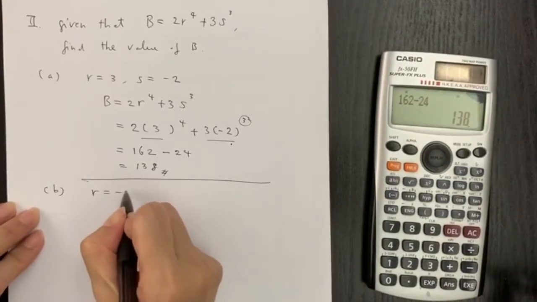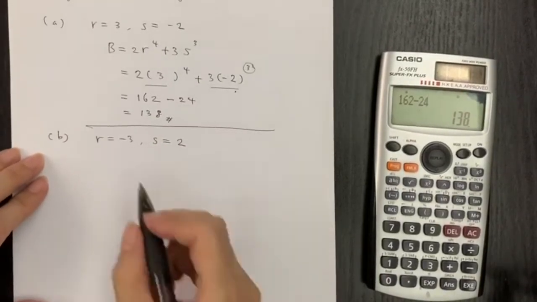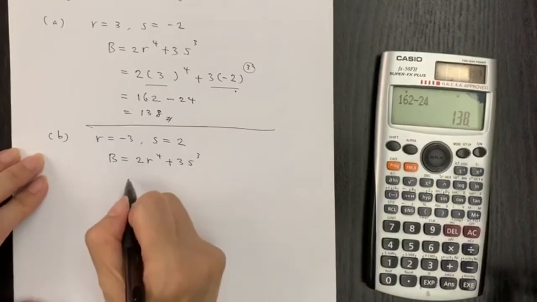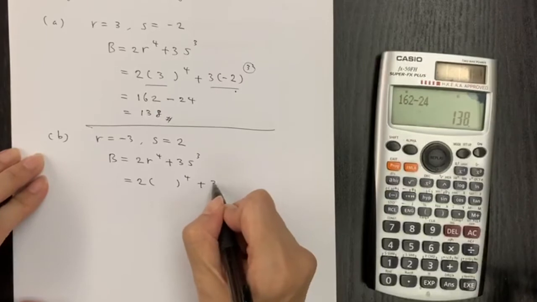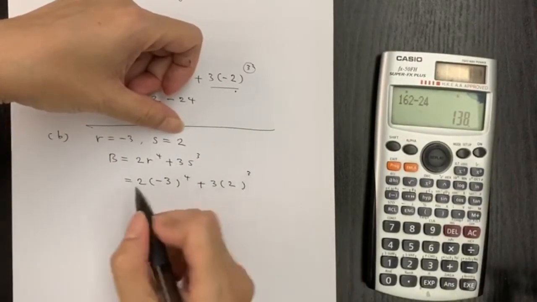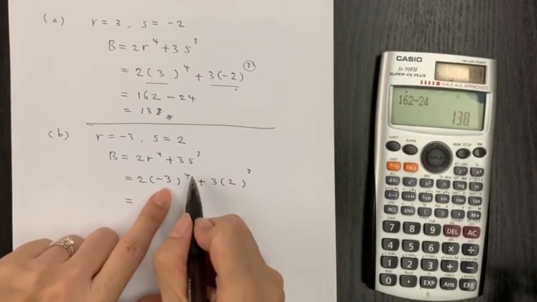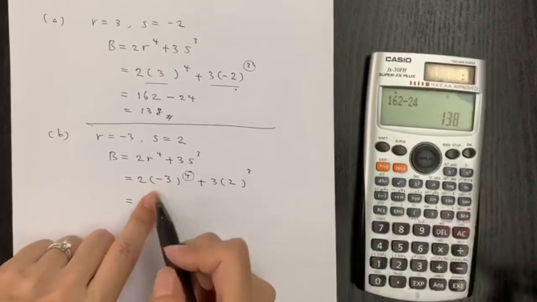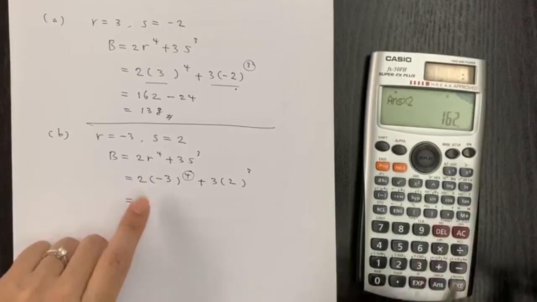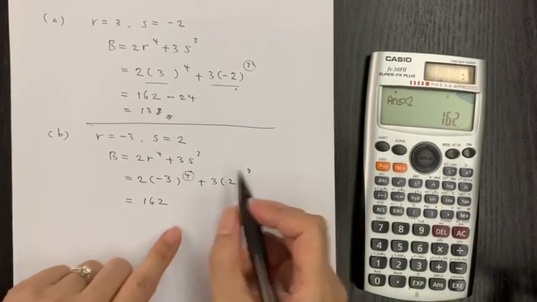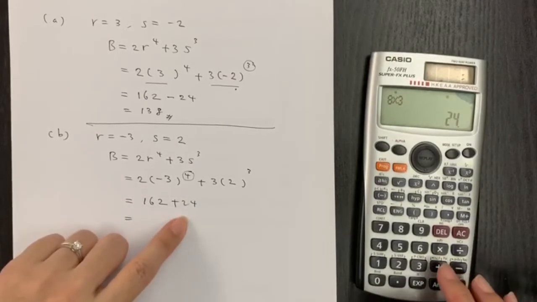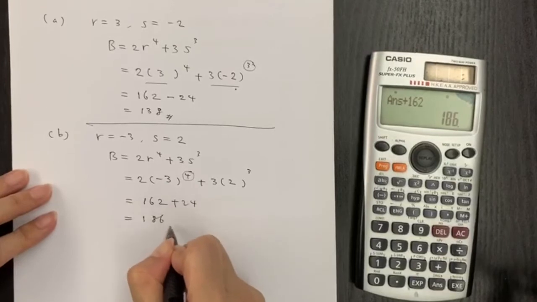Okay, this time R is equal to minus 3 and then S is equal to 2. Okay, rewrite the condition given to us: 2R to the power 4 plus 3S to the power 3. Again, use brackets for substitution to avoid the careless mistake. So I have minus 3, and this is 2. Okay, so this is minus, however, 4 is even number, so the whole thing will be positive. So I can ignore this minus. So 3 to the power 4 is 81 times 2, so that I have 162, and this is all plus. 2 to the power 3 is 8 times 3, so 24. So 24 plus 162, which is 186.